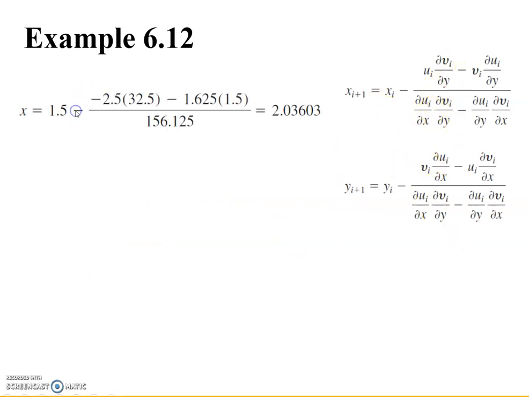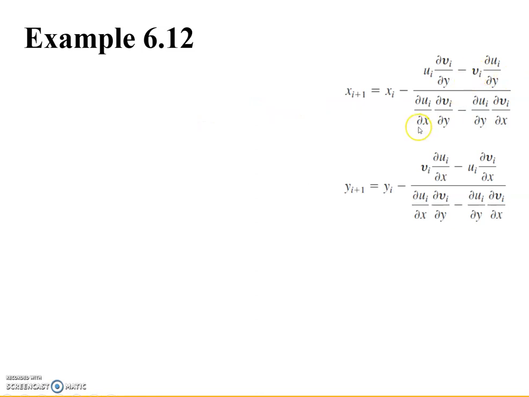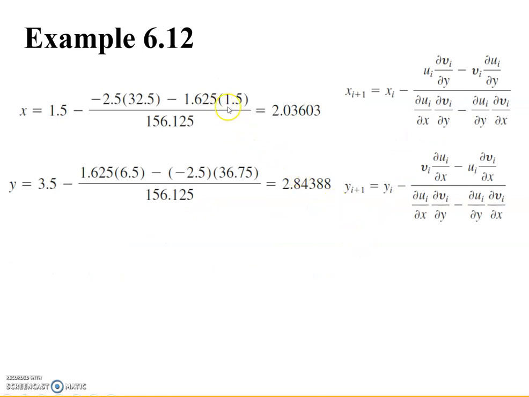So 1.5 minus u, which was already calculated before, and then v over y, which was also calculated before, minus vi. We calculated it before over here. Then we just put in these values, and this will give us the values of x and y, which are 2.03 and 2.84, just by substituting these values.